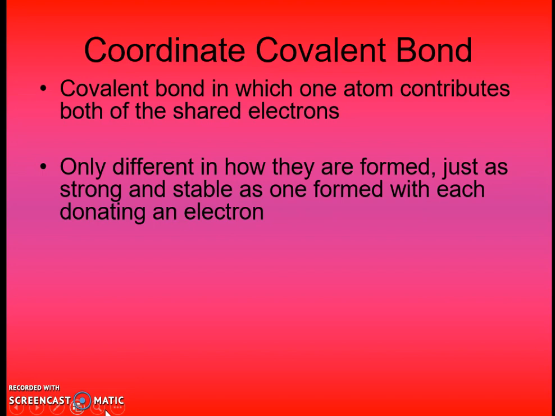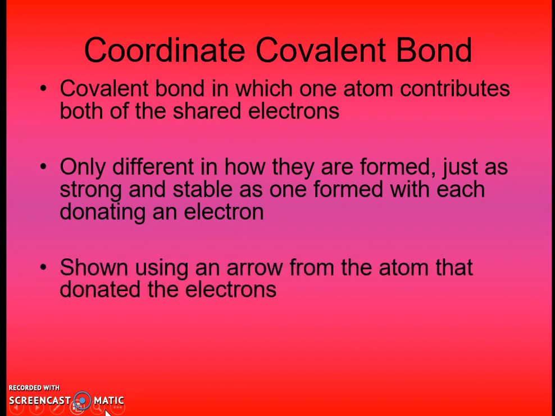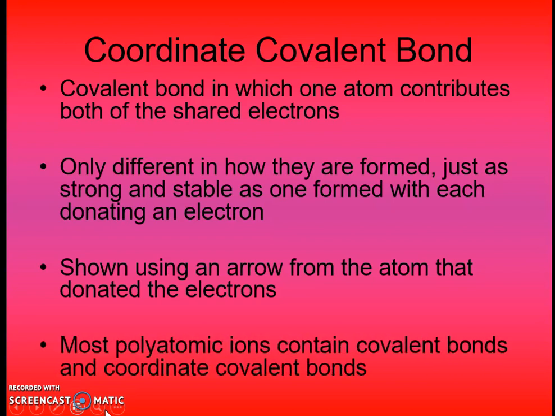But the way they came together was 2 electrons from one atom, not 1 from each, as we saw in the other examples before. We represent those by showing an arrow, again showing that those 2 electrons did come from that one atom, and it wasn't a 1-to-1 coming together, sharing a pair, but 2 from one and 0 from the other coming together to complete that bond.